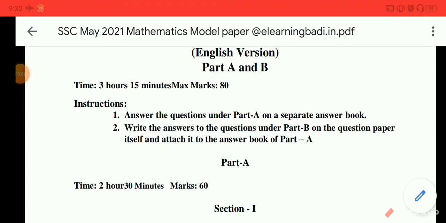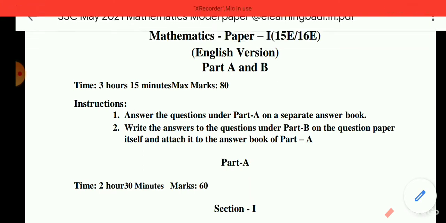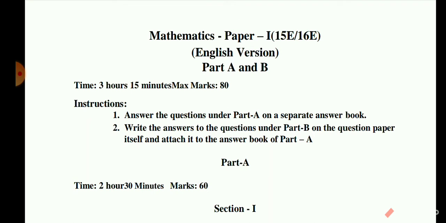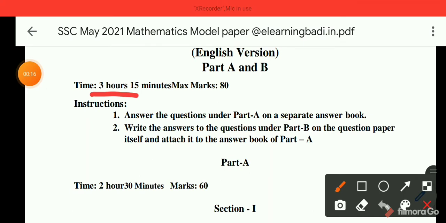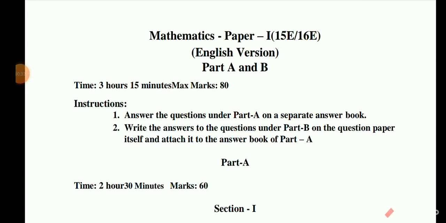Hello all, here we are going to discuss our latest mathematics examination pattern for 10th class. Previously we had only a 2.5 hour examination, but now we have 3 hours 15 minutes. Here we have only one single paper for 80 marks. The examination time is 3 hours 15 minutes.